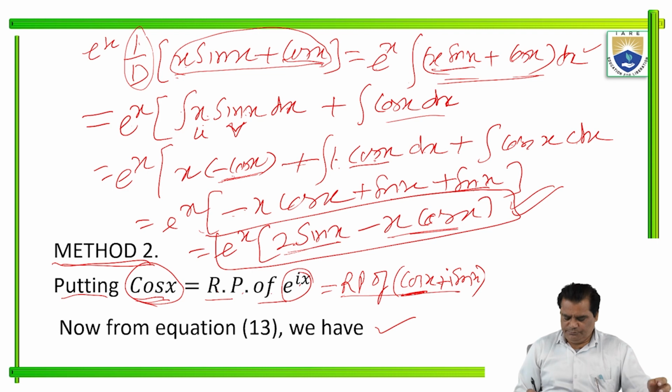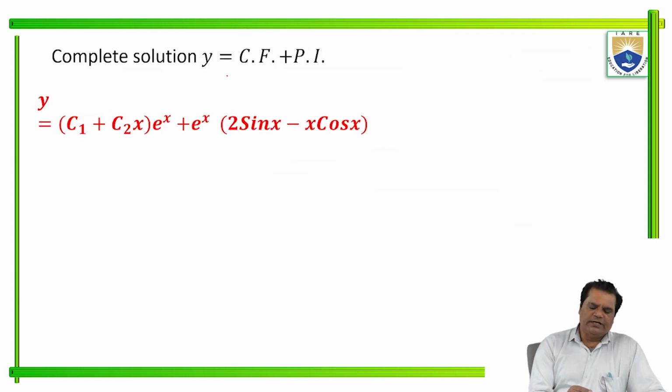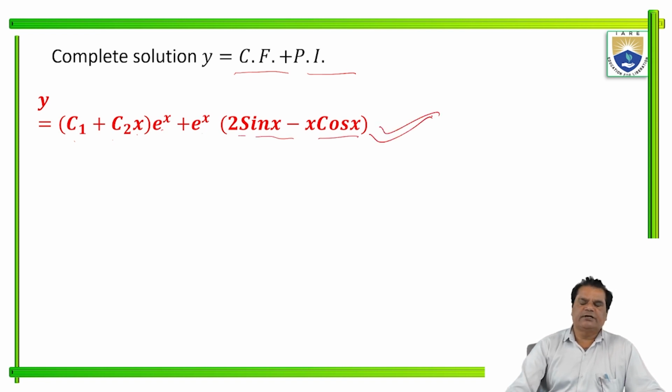Okay. So now the complete solution of y is complementary function plus particular integral. So y is equal to (c1 plus c2 x) e to the power x plus e to the power x (2 sin x minus x cos x). This is the complete solution of our problem.